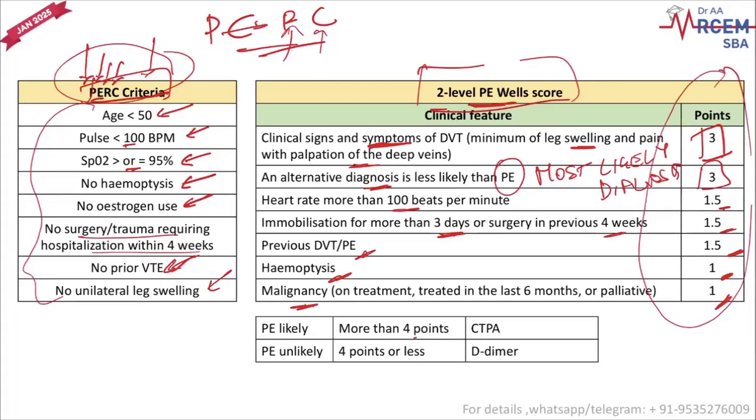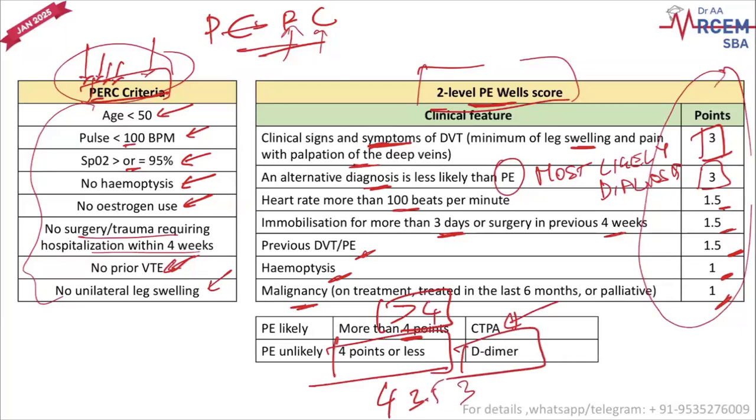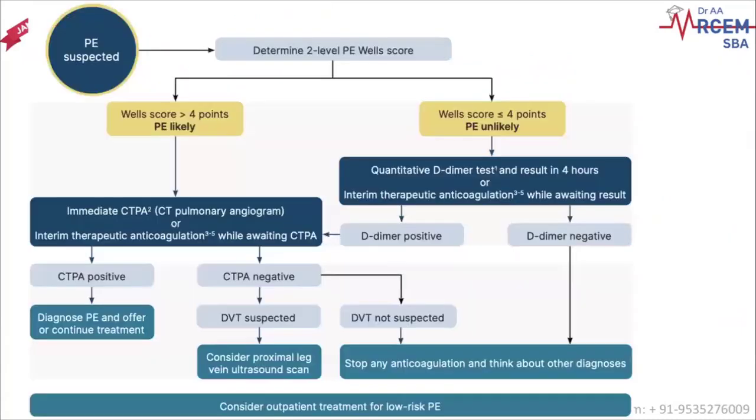If the points are more than 4, greater than 4, not 4, then you directly go ahead and get a CTPA done. If the points score is 4 or less, that means it can be 3.5, 3, any score, you go ahead and get a D-dimer done.